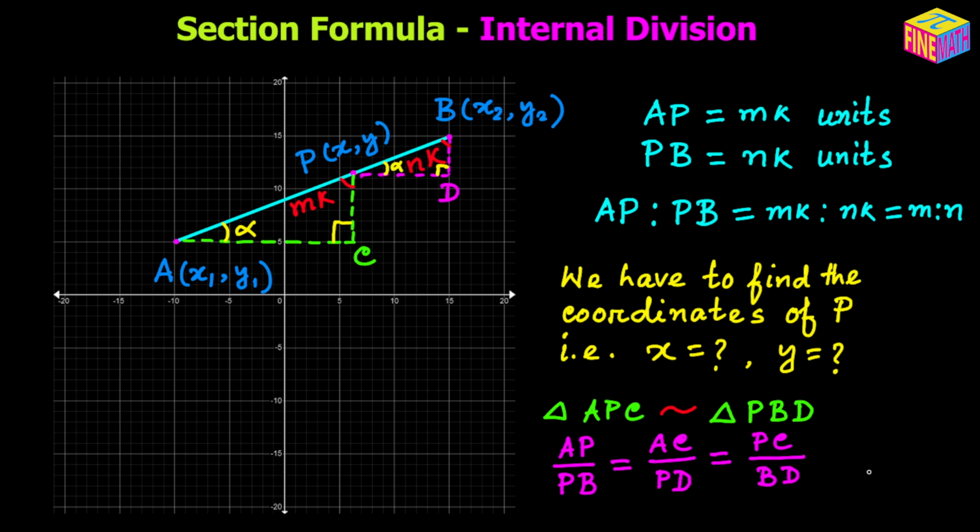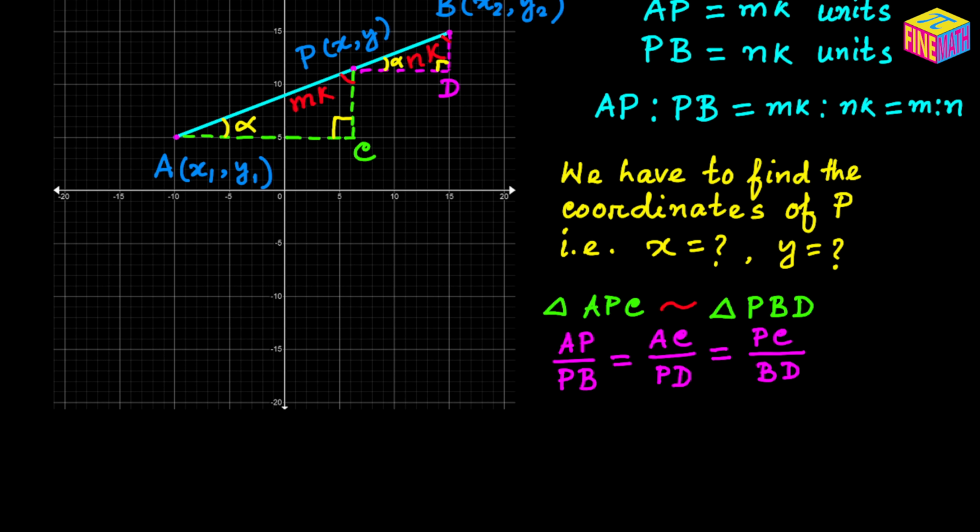Now from here, let's see what we get. So I'm going to scroll down. Now I'm going to take the first two ratios and do some calculation here, which is AP divided by PB is equal to AC divided by PD. And let's see what we get from those two ratios. Now, what is the size of AP? Well, AP is actually MK units. So I'm writing it right here, M times K units. And then what is the size of PB? PB is actually N times K, right?